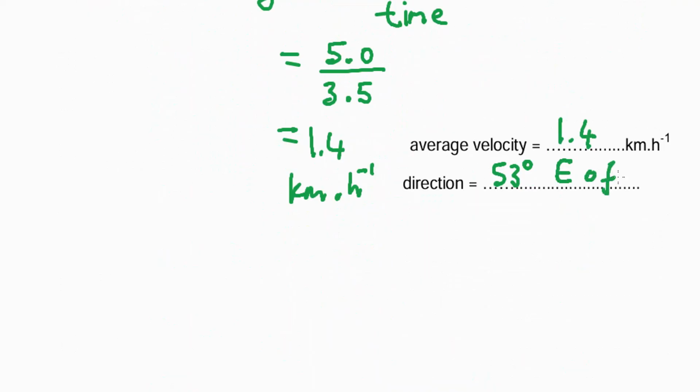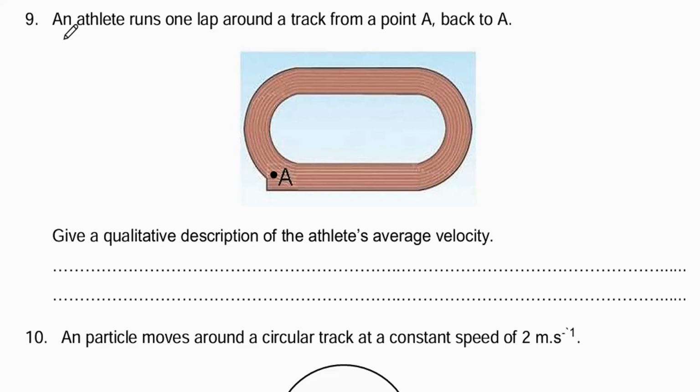East of north. So it says here, an athlete runs one lap around the track from point A, so from a point A back to A. So it goes all the way around the track from A back to A. Give a qualitative description of the athlete's average velocity.